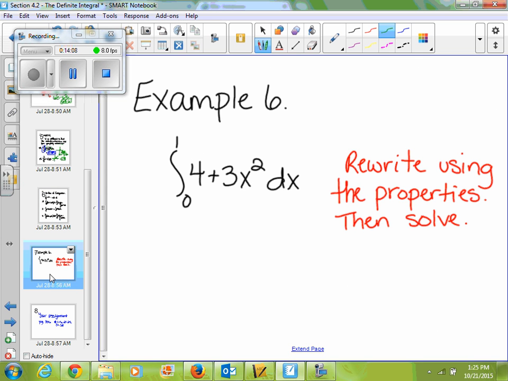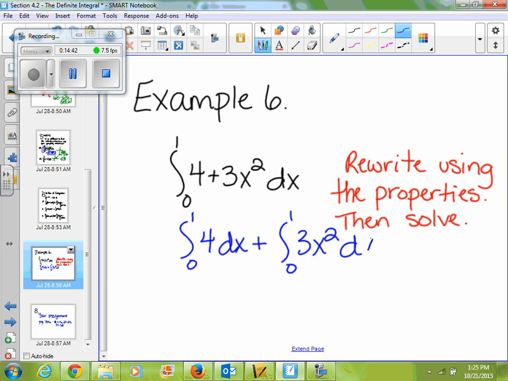Okay, so if I look at my exam, the last example, I'm given the integral from 0 to 1 of 4 plus 3x squared dx. And I'm asked to rewrite it using the properties and then to solve it. The first property I'm going to use is property 2, which tells me I can split this up into two different integrals. So the integral from 0 to 1 of 4 dx plus the integral from 0 to 1 of 3x squared dx. I just split that into two pieces.